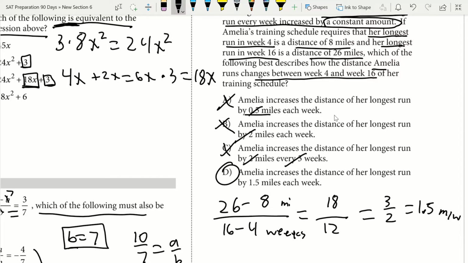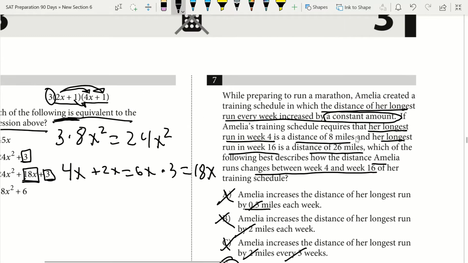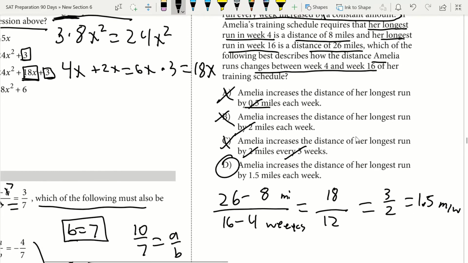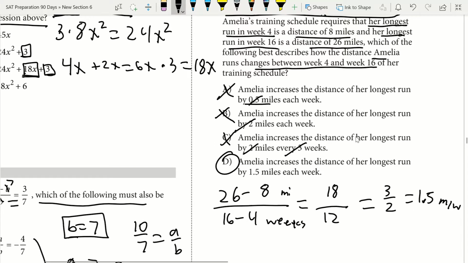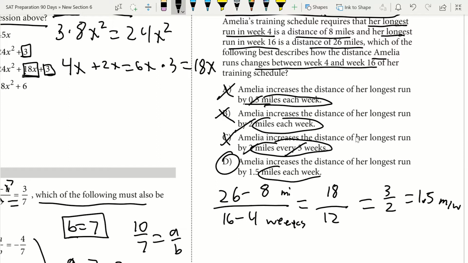So one tip I would have here is if you struggle with word problems and you struggle interpreting them, be to use units. So if you see what I did here, look at the answer choices: we got miles each week here, and we have miles each week here, and we have miles every 3 weeks, and then we have miles each week here. So if we struggle with word problems and setting them up, we can try to use units to help us, right? So miles each week is the same as miles over weeks.